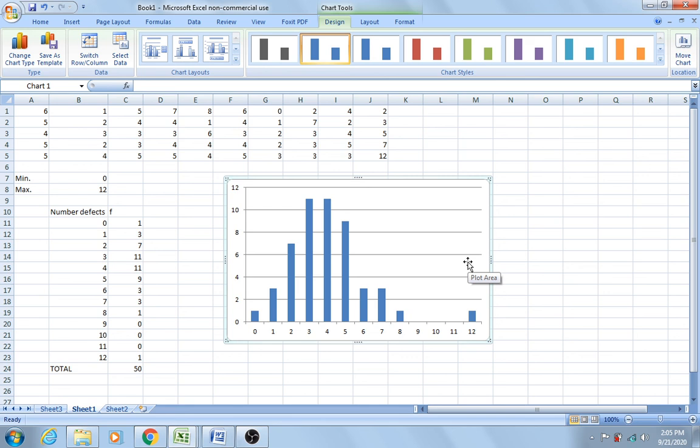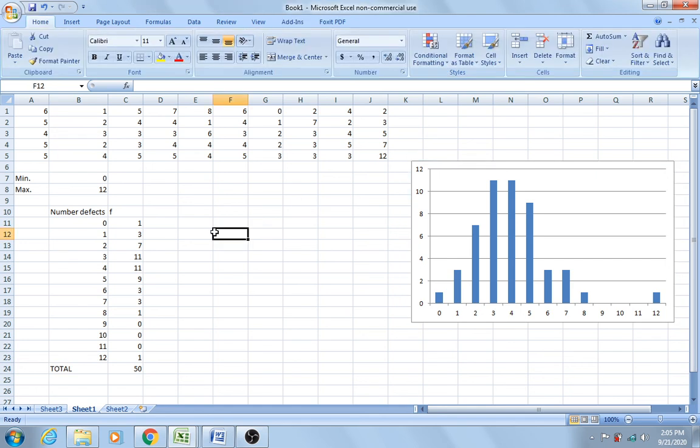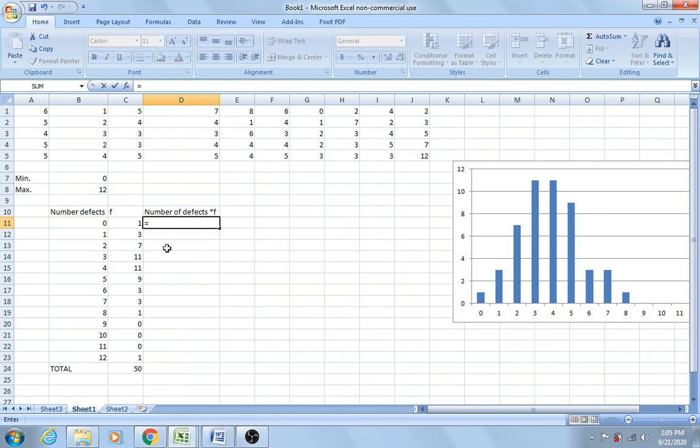Now we want to calculate the mean and the variance. What is the mean? The first thing that you need to do, if the data is like this, is multiply the variable with the frequency. The variable here is the number of defects, so number of defects times the frequency. So 0 times 1, that's 0, and then you copy everything down. And then you calculate the total, you sum.